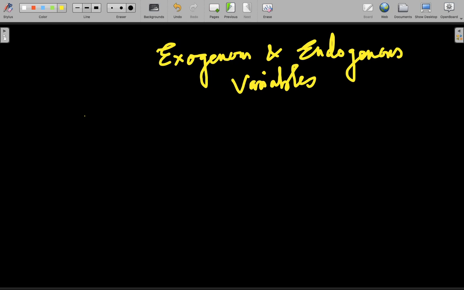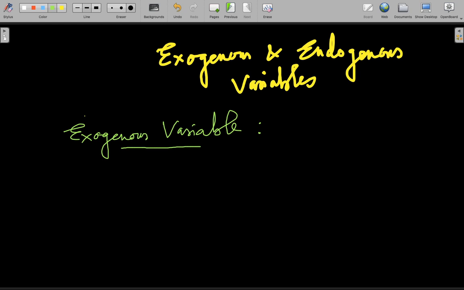So by definition, exogenous variables would be those variables which are given or fixed in a model. So the model has nothing to do with determining the values of those variables. And these exogenous variables in turn influence the endogenous variables.